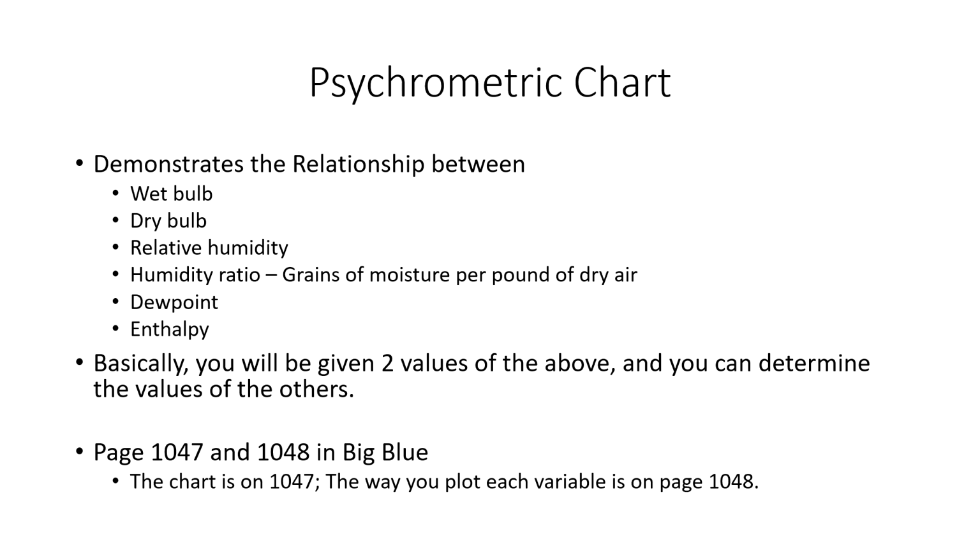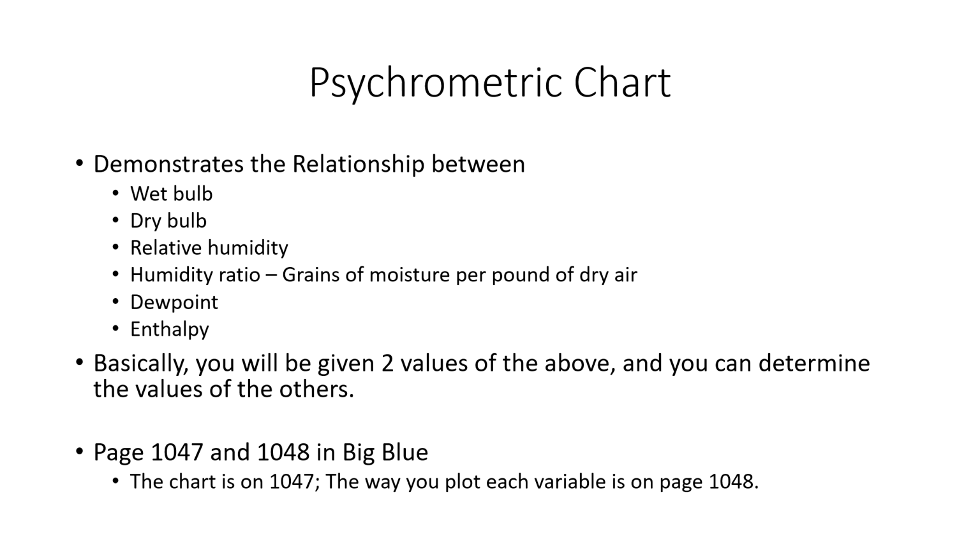Okay, the psychrometric chart demonstrates the relationship between the wet bulb, the dry bulb, the relative humidity, the humidity ratio, which is also known as the grains of moisture per pound of dry air, the dew point, and the enthalpy. Basically, you'll be given two of those values, and you can determine the values of all the others by doing that. You'll plot them on the psychrometric chart where those two lines meet. You'll read everything else from there.